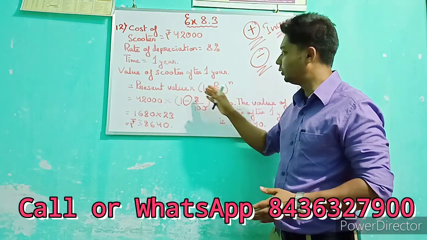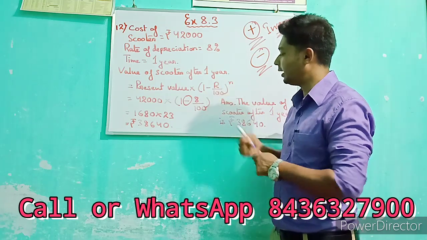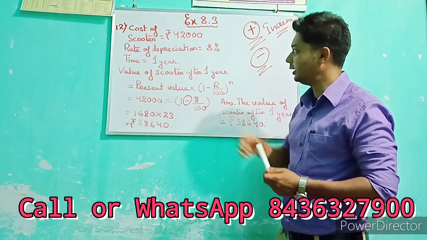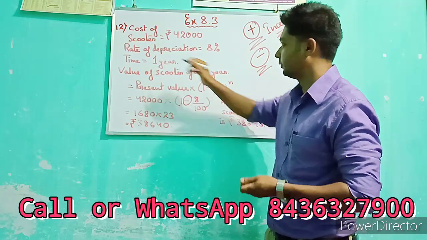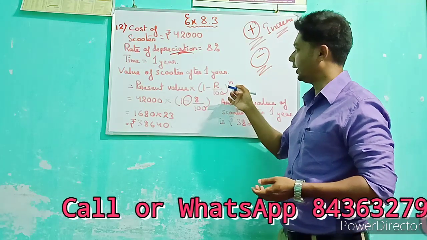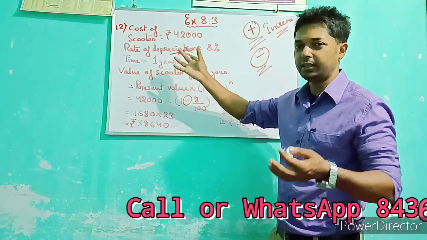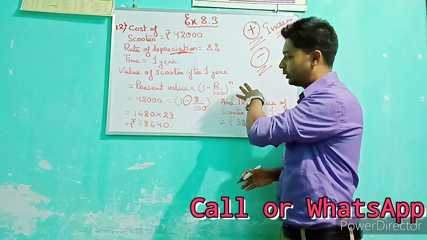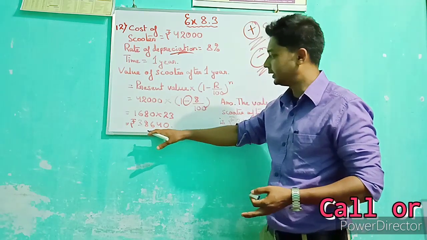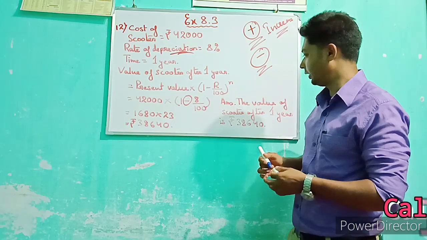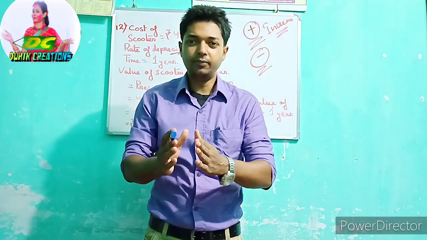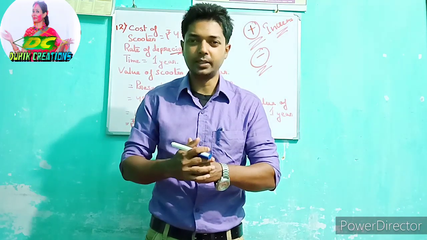The present value into 1 minus R by 100. Why are we using minus? Because it is a depreciation related sum, to the power n, where n is the time. The time is 1 year, so we don't need to write anything here. Just look at the next step. Accordingly we get the value of the scooter as 38,640.